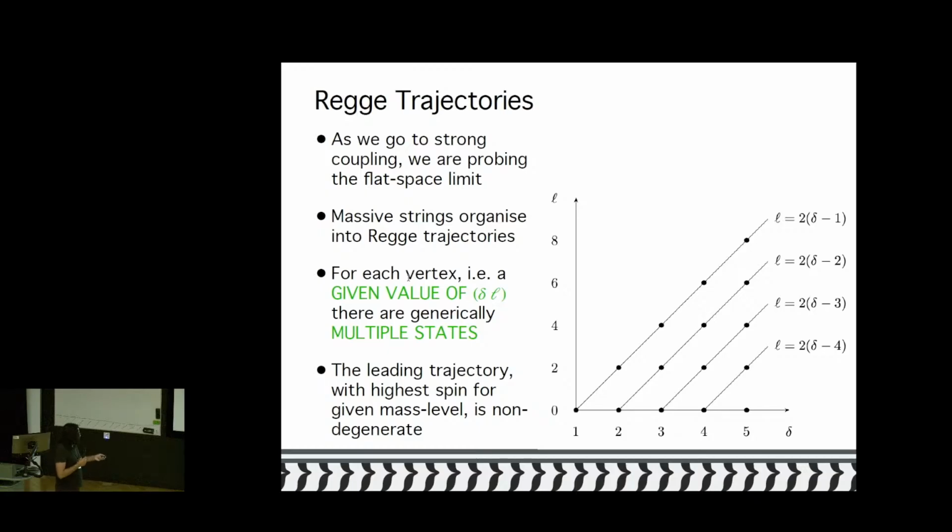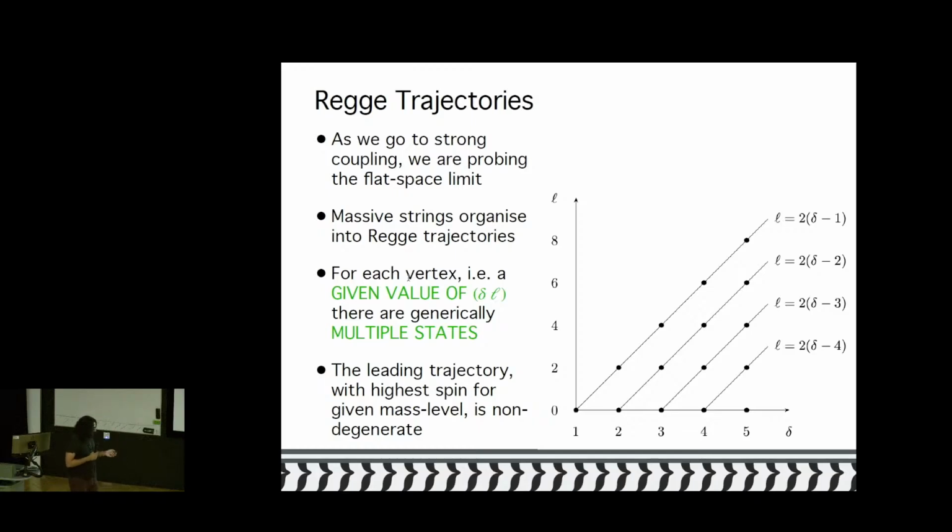Most of the research in this community has been focused on the leading Regge trajectory, and that's because the leading Regge trajectory is non-degenerate. So whatever Maria was telling you about, whatever Benjamin was telling you about, Alessandro, all of this is on the leading trajectory. I like the subleading trajectories. The reason I like them is because for a given vertex here, for a given value of delta and L, you have not necessarily a single operator.